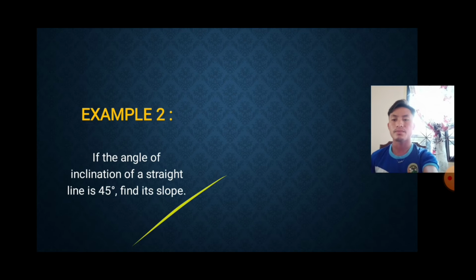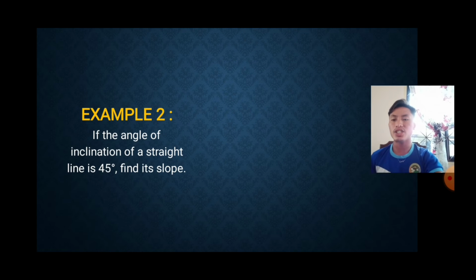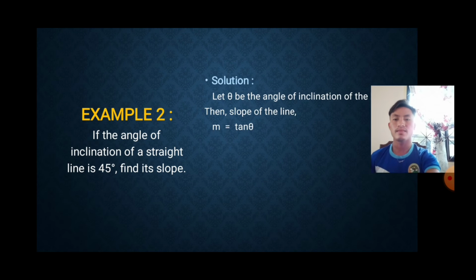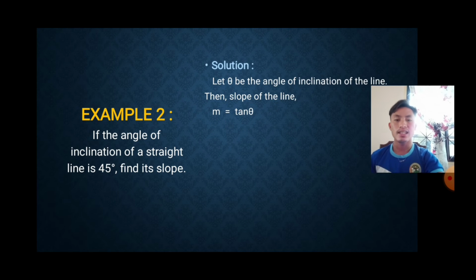Example number 2. If the angle of inclination of a straight line is 45 degrees, find its slope. Solution. Let theta be the angle of inclination of the line. Then the slope of the line, m, is equal to tangent theta. Given is theta equal to 45 degrees. Then m is equal to tangent 45 degrees. m is equal to 1. So the slope is 1.